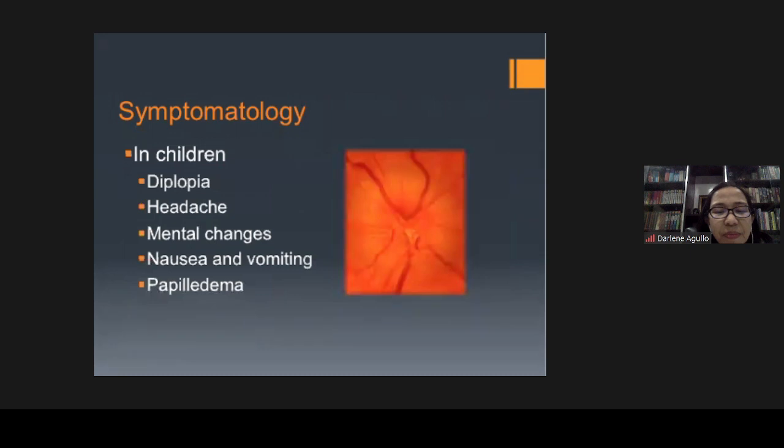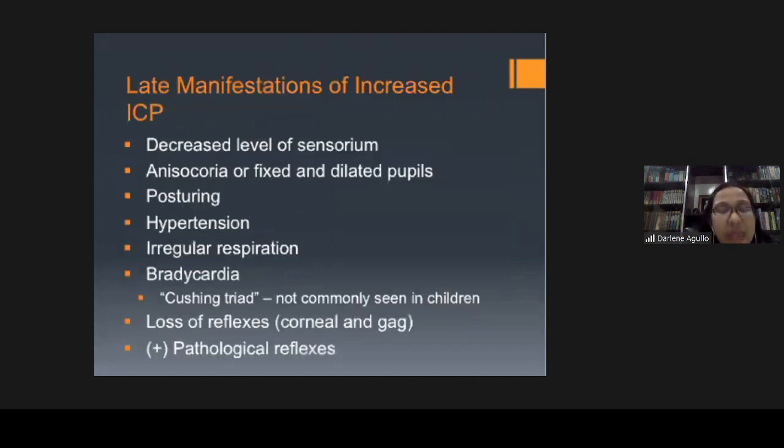So in older children, increased ICP is more likely to present with diplopia, headache, mental changes, nausea and vomiting, and papil edema. So papil edema is an objective sign of increased ICP on your exam, or PE. Now, what about late manifestations of increased ICP? So late stage, sobrang taas na ng pressure na hindi na ma-manage.